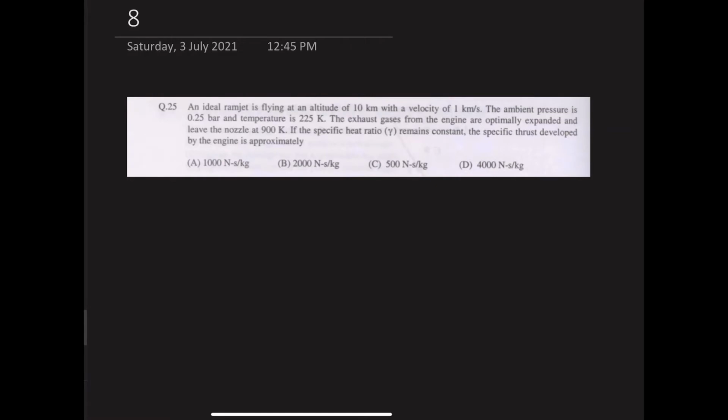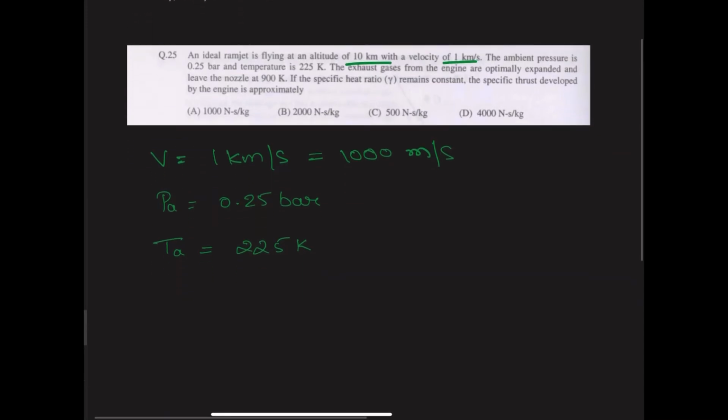Question number 8. An ideal ramjet is flying at an altitude of 10 km with a velocity of 1 km per second, which can be written as 1000 meter per second. The ambient pressure is given as 0.25 bar and the temperature is 225 Kelvin. The exhaust gases from the engine are optimally expanded and leave the nozzle at 900 Kelvin. If the specific heat ratio gamma remains constant, the specific thrust developed by the engine is, so they're asking specific thrust.